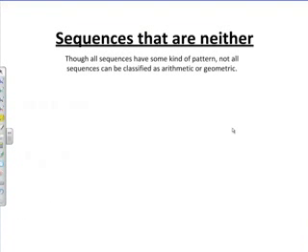So we've learned how to define sequences that are arithmetic and sequences that are geometric, but of course there are some sequences that are neither. Even though they follow some kind of pattern, that pattern might not be an arithmetic or geometric pattern. So let's look at a couple of examples.